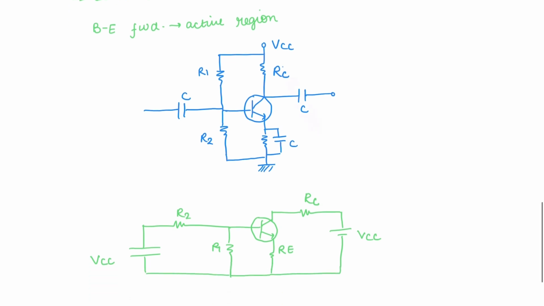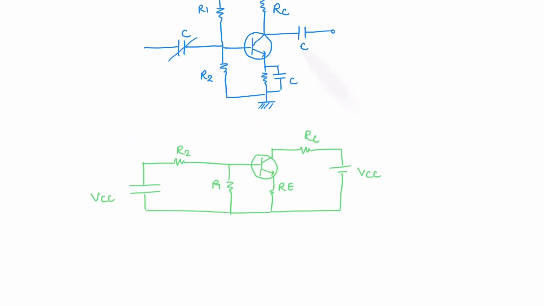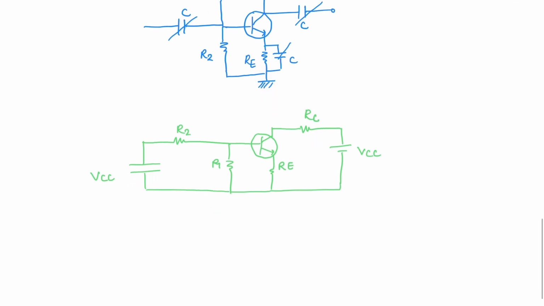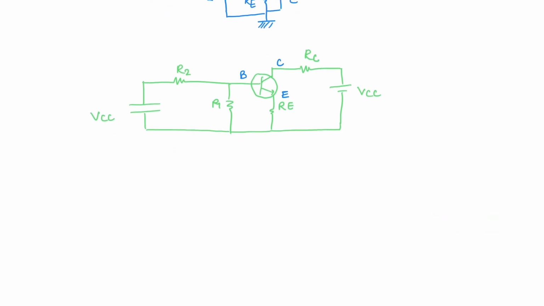So if we try to redraw this circuit, it looks something like this. If we complete the circuit and remove all these extra capacitors, this is our base, this is our emitter, and this is our collector. So if we try to find the equivalent resistance in this portion, and this is a voltage actually, the circuit diagram was a little inaccurate. Now this is the voltage.